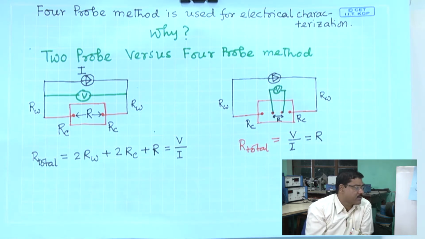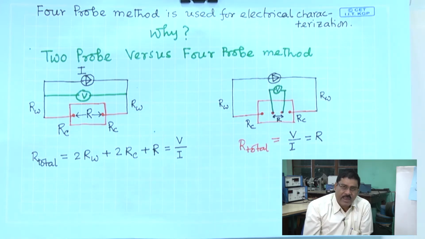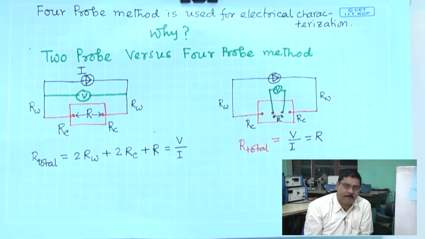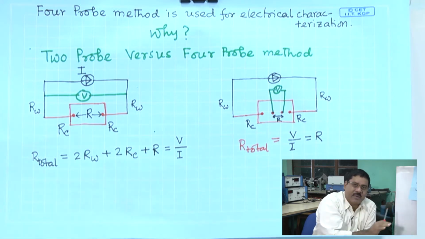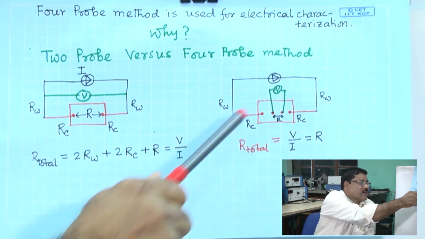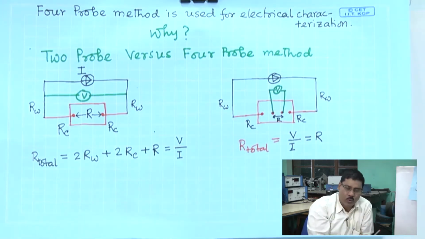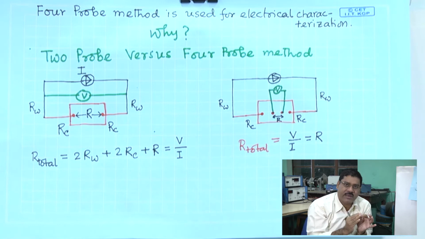So, is there any way to avoid this contact resistance in the measurement? Let us see, that is the purpose. How is it done using the 4 probe method? Here we call it the linear 4 probe method. The 4 contacts are taken from the sample and they are linear, which is why it is called the linear 4 probe method. There are other methods, such as the Van der Pauw method.